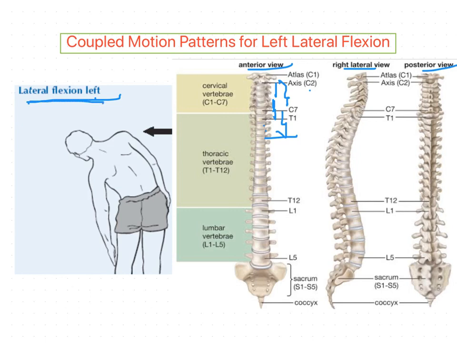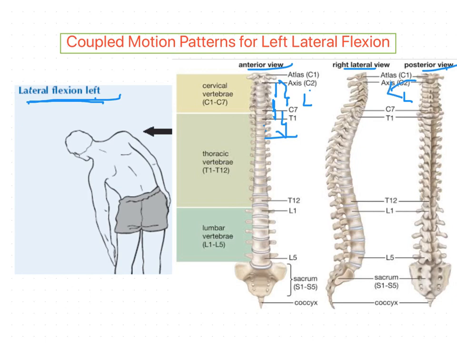Lateral flexion towards the left side. So this one is the anterior view, this becomes left. If you see in the posterior view, this becomes the left side. Okay, what is going to happen here? So what is the coupling motion? The spinal motion, we know, is left lateral flexion.